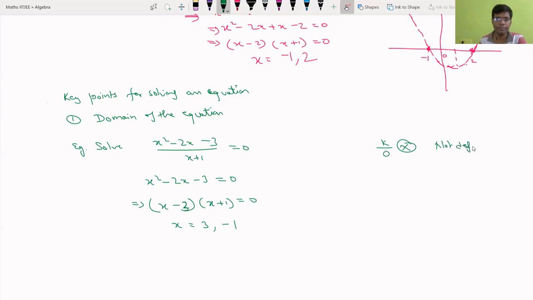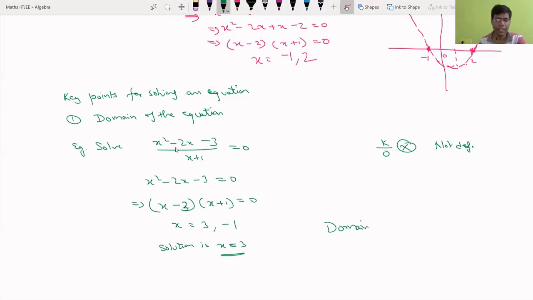So that's why x is equal to 3 is a solution of this, which perfectly satisfies. But x is equal to minus 1 is not a solution. So in this case, our solution is x is equal to 3. X is equal to minus 1 we don't consider because it doesn't satisfy the domain of this equation. What is the domain of this particular expression?